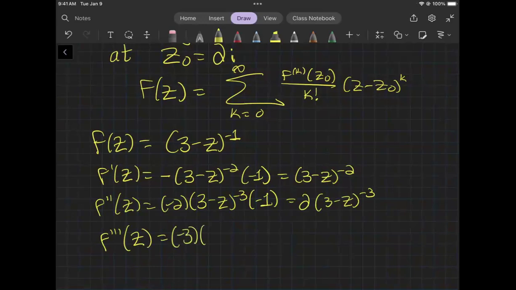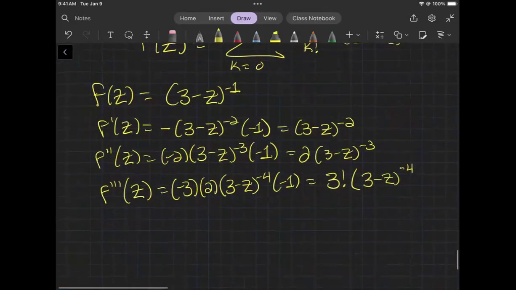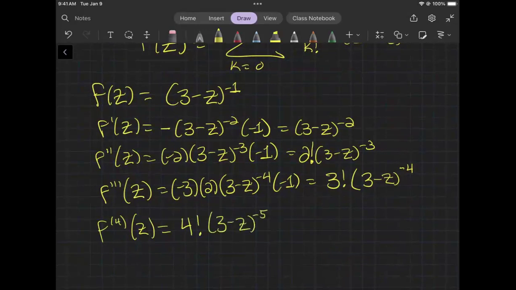So this is minus 3 times 2 times 3 minus z to the minus 4 times negative 1. And so this equals 3 times 2 times 1, which I'll write as 3 factorial times 3 minus z to the minus 4. So hopefully you see a pattern. 2 times 1, that's 2 factorial, right? And then the fourth derivative will look like this: 4 factorial times 3 minus z to the minus 5.